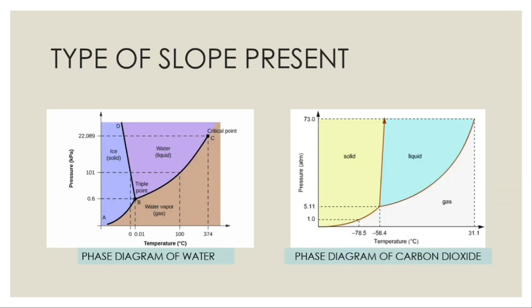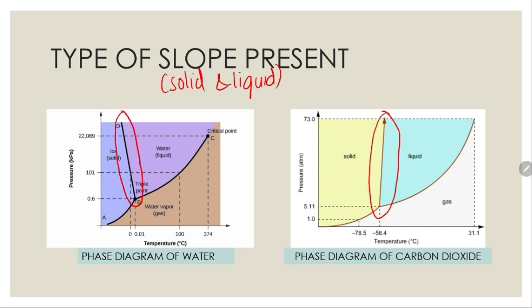For your information, there are two types of slope present. The slope refers to the line between solid and liquid, so this one and this one. So we have two types. For the phase diagrams of water and carbon dioxide, you need to memorize how they look, what the triple point is and what the critical point is. You need to know how to draw these two phase diagrams.